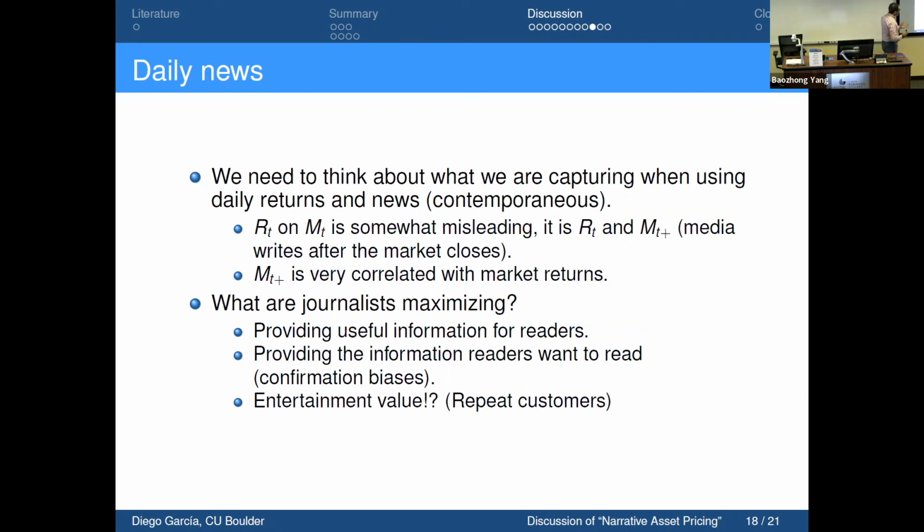And here is something that I struggle with quite a bit, because returns happen during the day. They write the news in the afternoon. So I'm putting here a T plus because this is the timing. Media comes after the returns, and this media is very correlated with market returns. You can read my old papers, or you can just believe what I showed you a second ago.